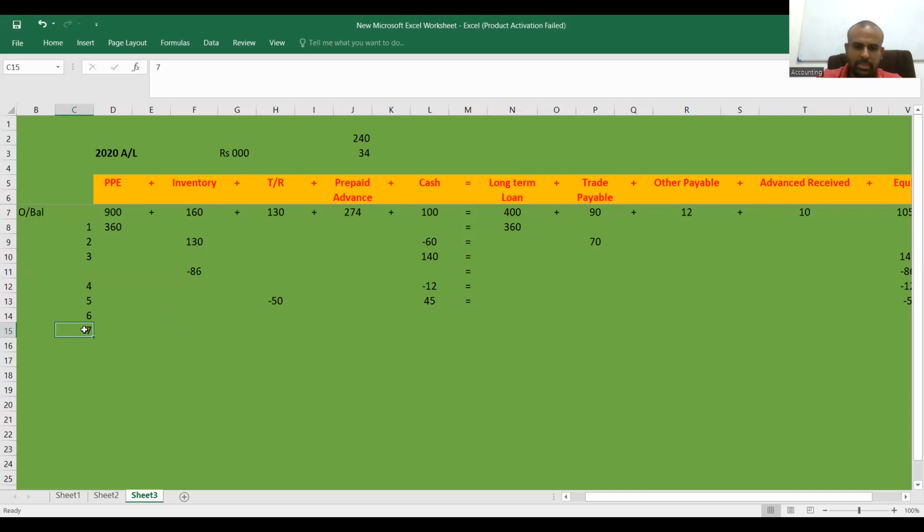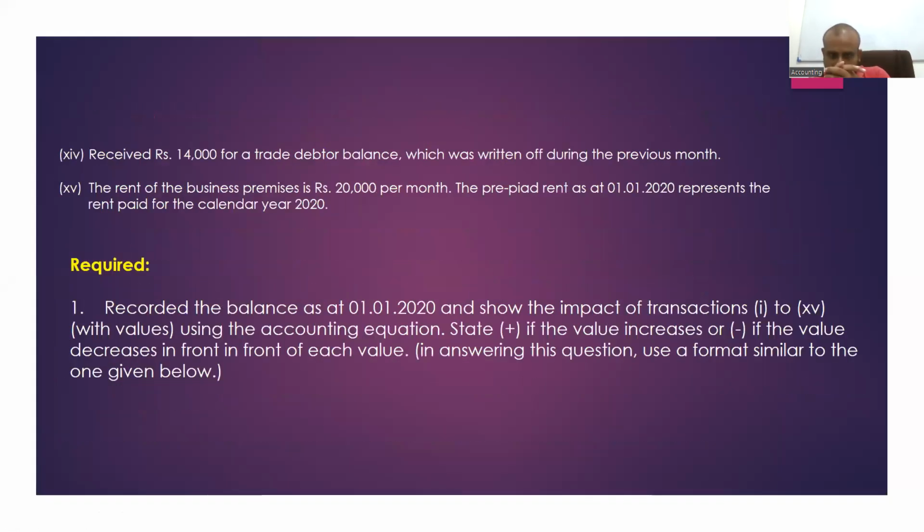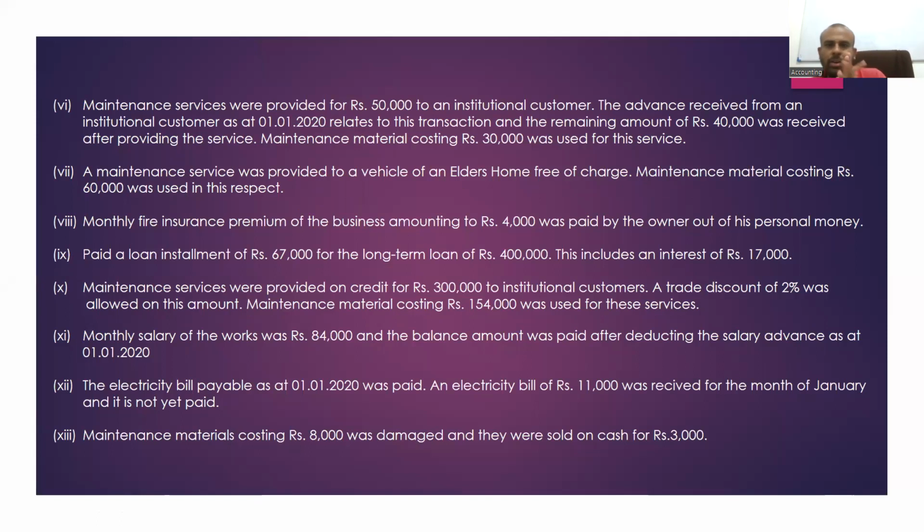Yeah, transaction number 6. Right. We will move to transaction number 6. The maintenance services provided, 50,000 to the institutional customer. The advance received from an institutional customer on 1st January 2020, that means in the previous period, relates to these transactions. And the remaining amount of 40 was received after providing the service.